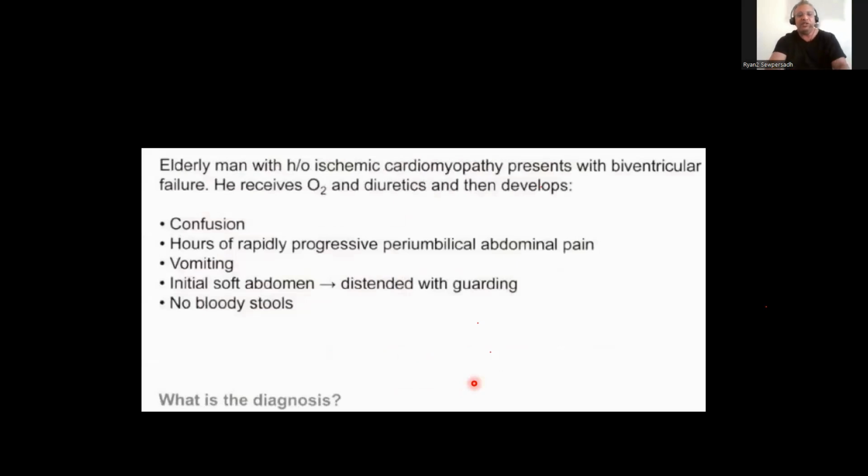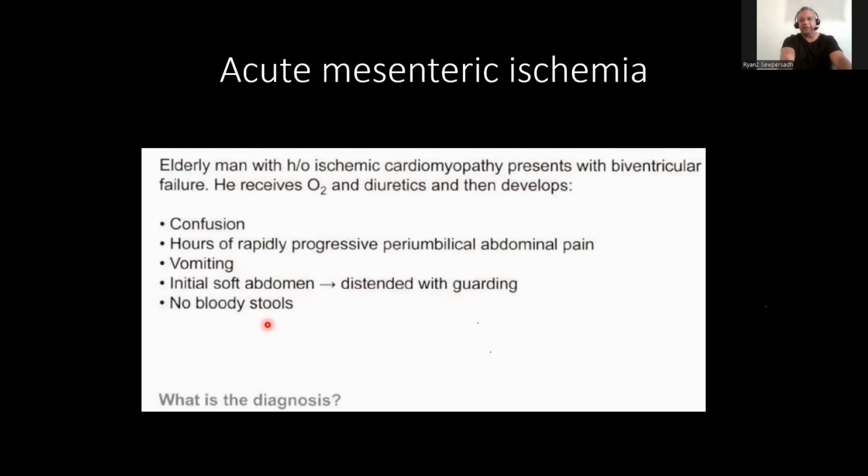Okay, elderly man with a history of ischemic cardiomyopathy presents with biventricular failure. Now, why are you telling us this? This is not cardiology, guys. This is GI today, isn't it? Well, he receives oxygen and diuretics, and then he develops confusion, hours of rapidly progressive periumbilical abdominal pain, vomiting. Initially, he had a soft abdomen, but now the man is distended with guarding. There's no bloody stools. Okay, so probably this is going to be the result of acute mesenteric ischemia.